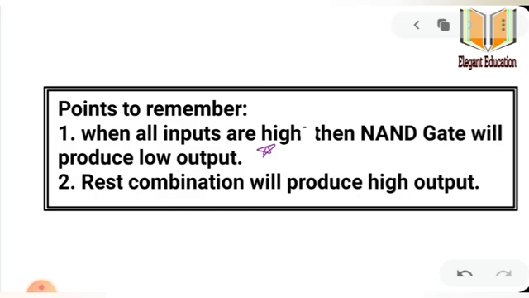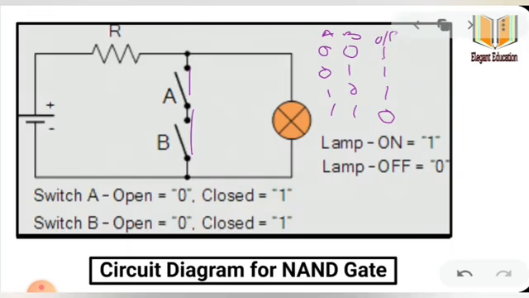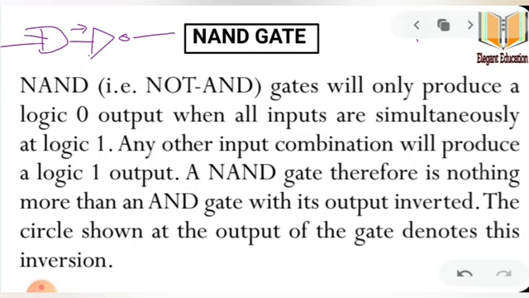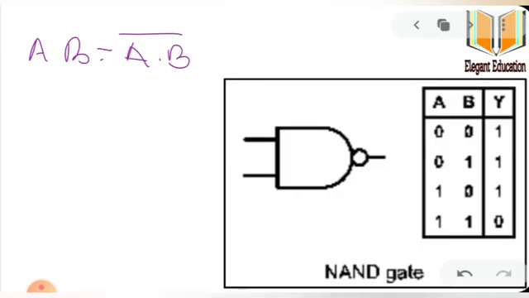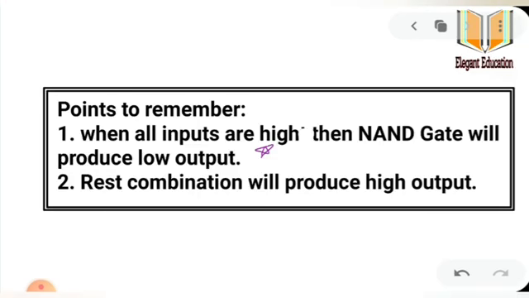So what have we learned today? We have learned the NAND gate. The NAND gate is nothing but an inverted AND gate. Whatever output we get, we saw with the help of this circuit diagram. Next, we saw the Boolean expression for this: A dot B whole bar. Is it clear? Okay, with this we'll end today's lecture.